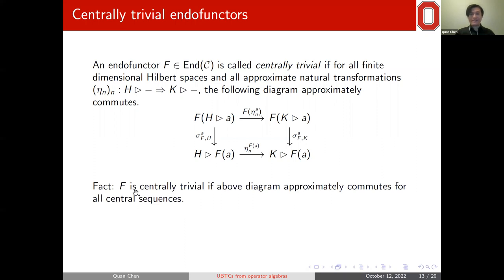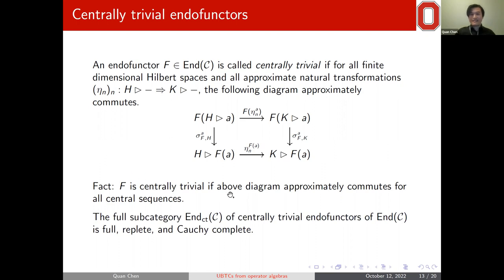And another fact: f is centrally trivial if this diagram approximately commutes for all the central sequences. Again, central sequence means approximate transformation from the identity functor, which means the C action, complex numbers C to C. All right. And from this fact, it's easier to prove that the subcategory of centrally trivial endofunctors is a full, replete, Cauchy complete tensor subcategory.